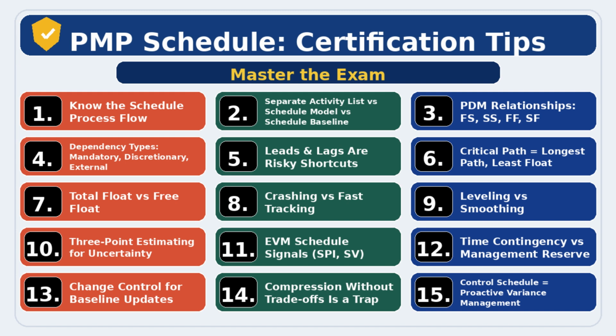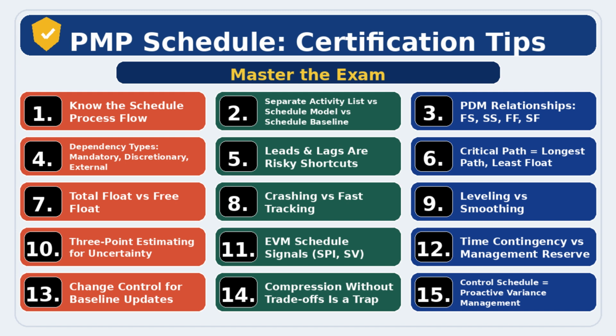Compression without trade-off is a trap. Any shorter schedule has cost, risk, quality implications. A scenario. Example. Client wants 2 weeks saved, no other changes. In this situation, you need to evaluate whether you can use crashing or fast tracking and come up with trade-offs.